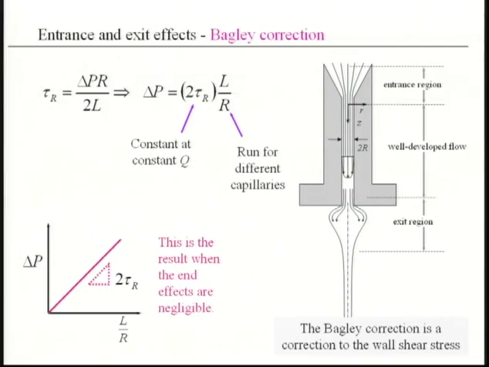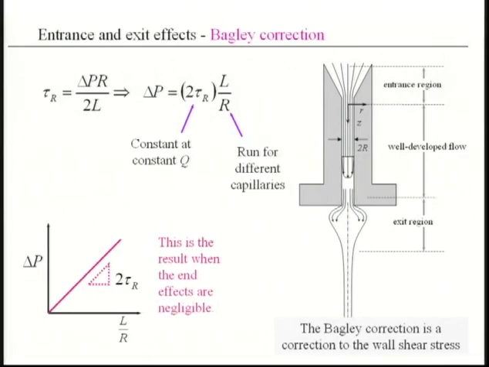Okay, so the philosophy behind this correction is that if we had a truly long tube, very, very long, then there would be no end effects. And so as we went to shorter and shorter tubes, the pressure drop would just drop and drop, and eventually you'd get this 0, 0 point. So when there are no end effects, pressure drop versus L over R goes to 0.